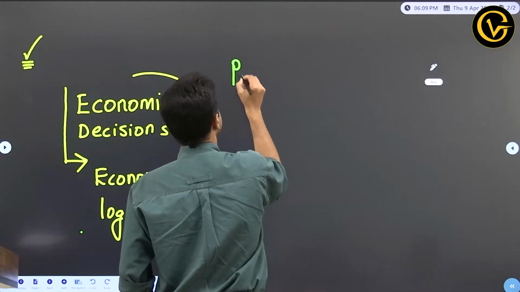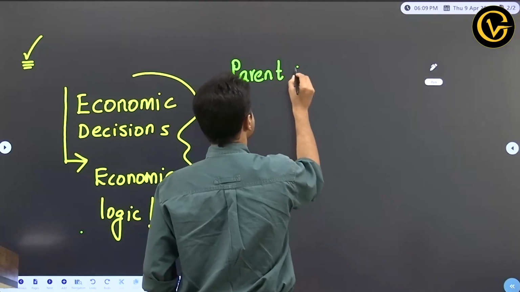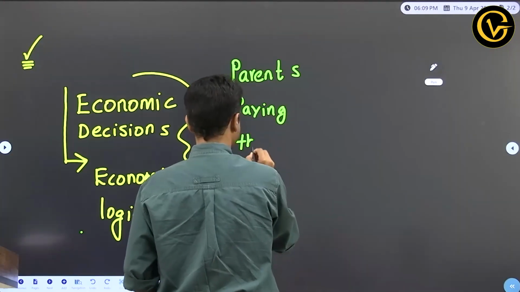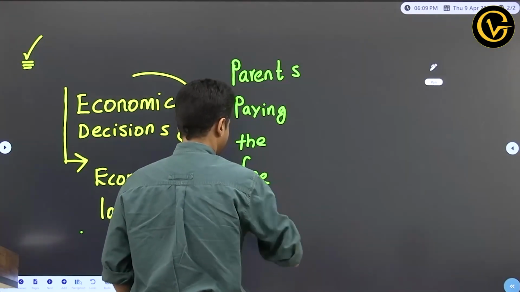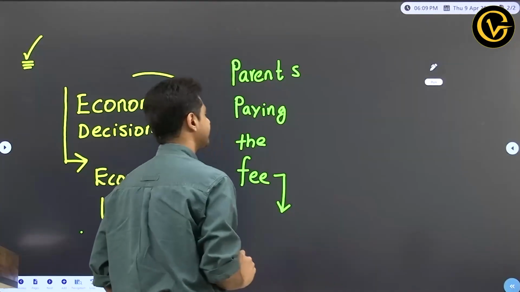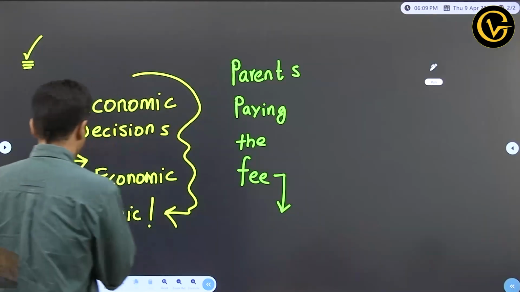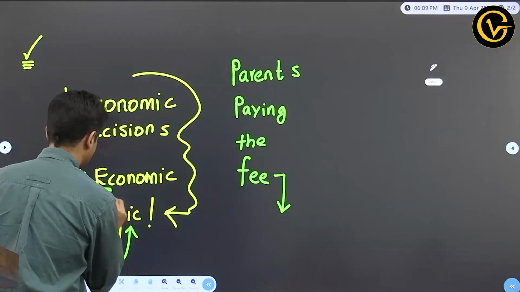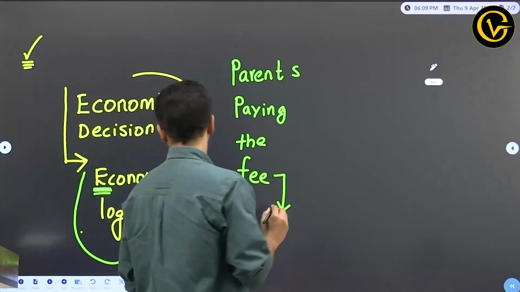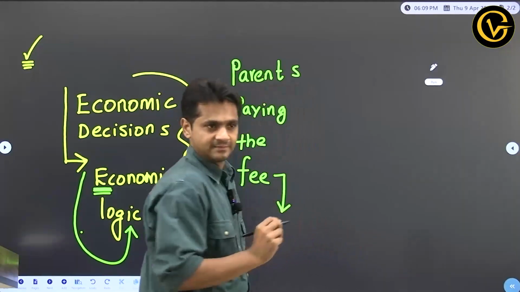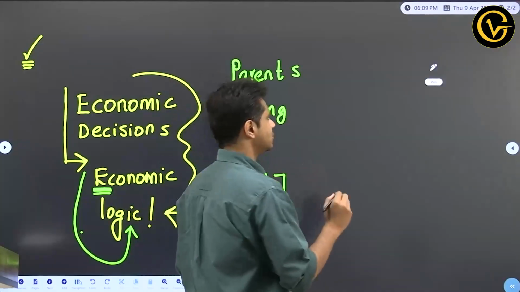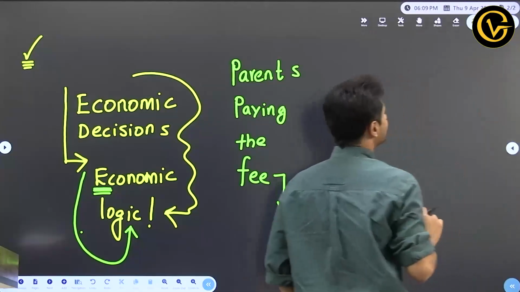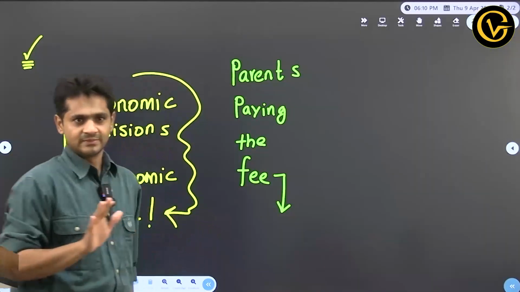Let's say your parents are paying your fee. Is that economic decision which your parents are taking based on strictly economic logic? Let's say for some reason, it should not happen like that. You are not able to clear the examination. Will your parents take back all that money from you? Most likely no, isn't it?